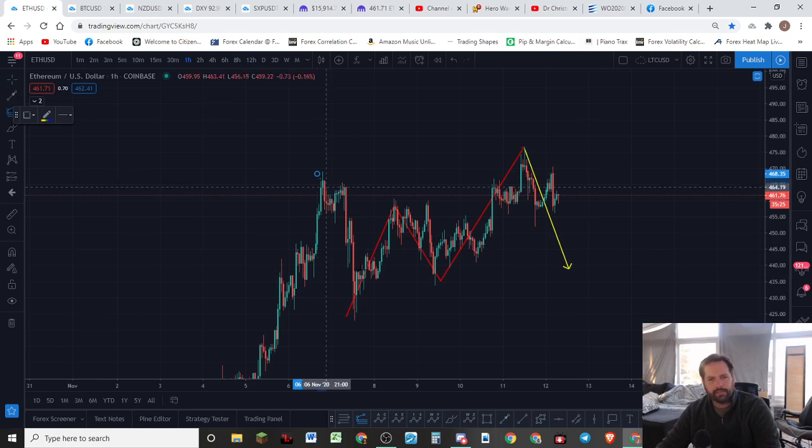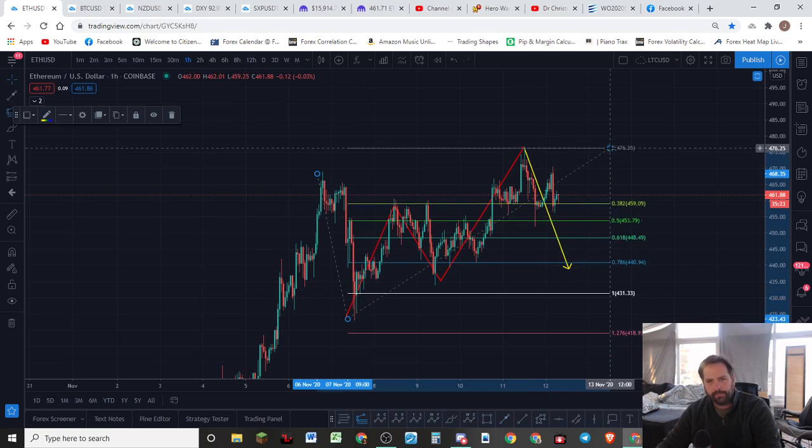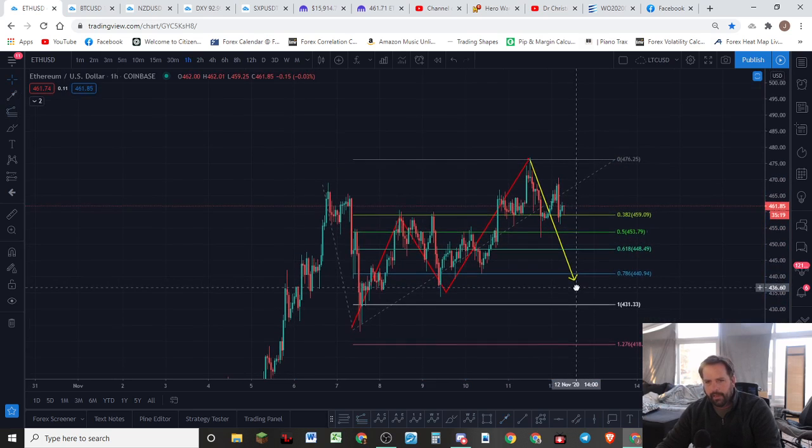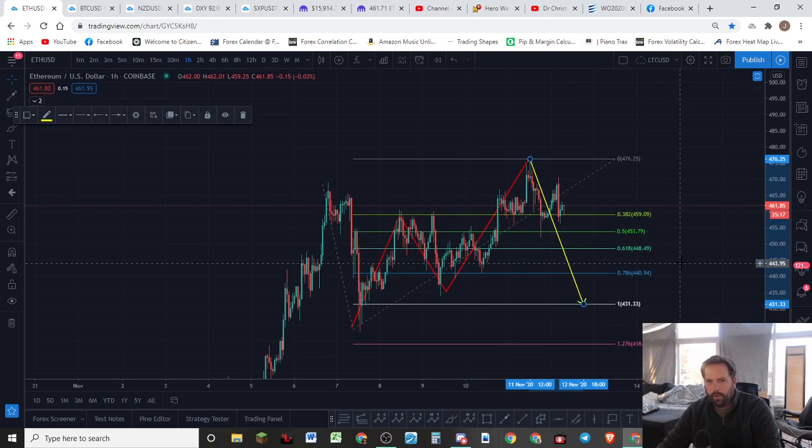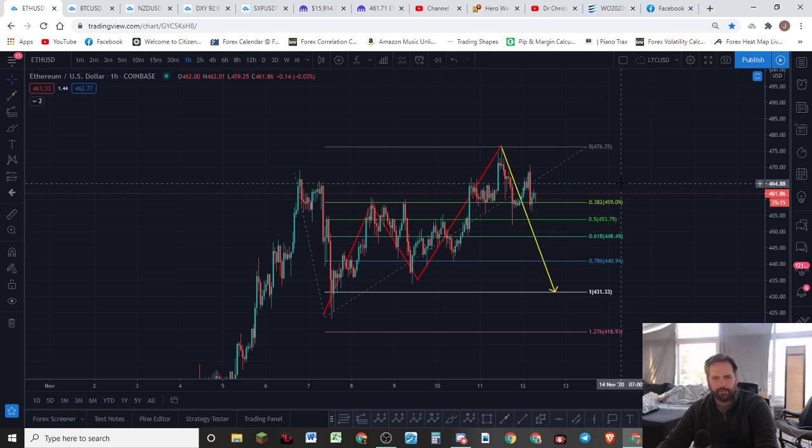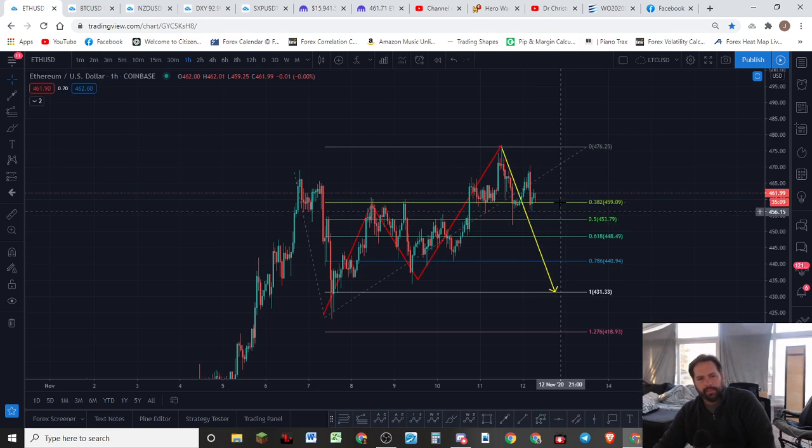All right, so yeah, this might be something like this, where we got a 3-wave move looking for a target of potentially 431, guys, instead of the upward targets from here. So, guys, this is another way to interpret this wave. I'm watching for this. I'm not so confident with the upside.